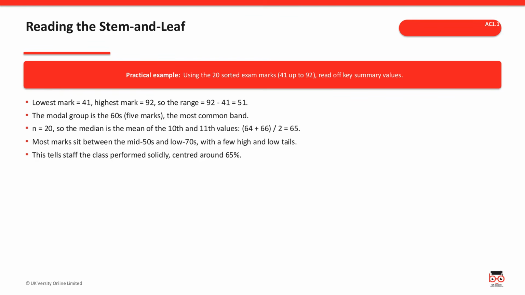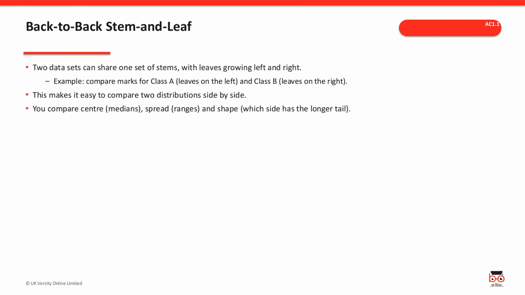Here's a neat trick when you want to compare 2 groups. You share 1 column of stems and let the leaves grow outwards, 1 class to the left and 1 to the right. Say Class A's marks fan out on the left and Class B's on the right. Now you can eyeball center, spread, and shape together. You're comparing medians, ranges, and which side has the longer tail, all in a single picture.